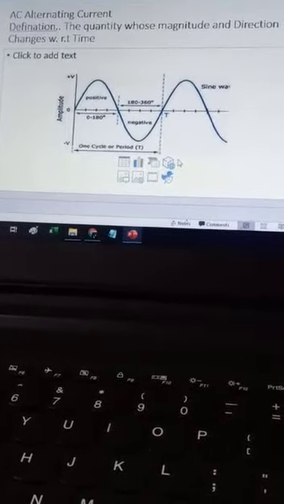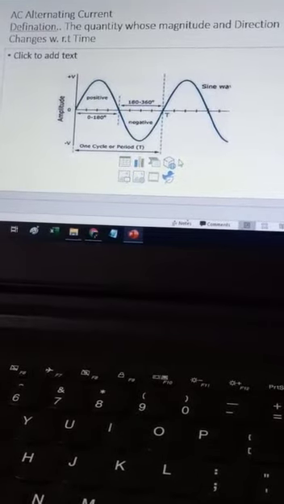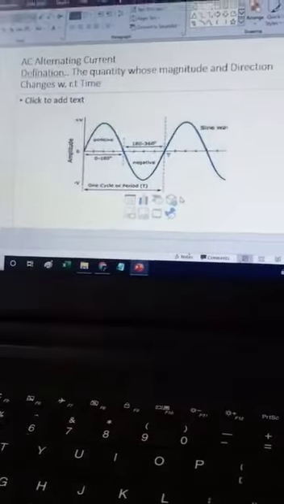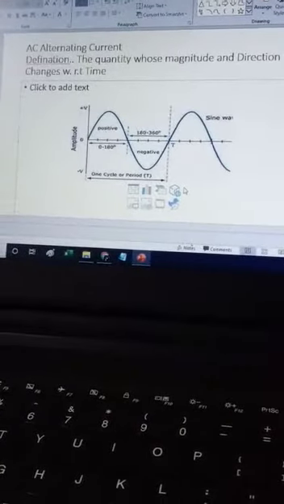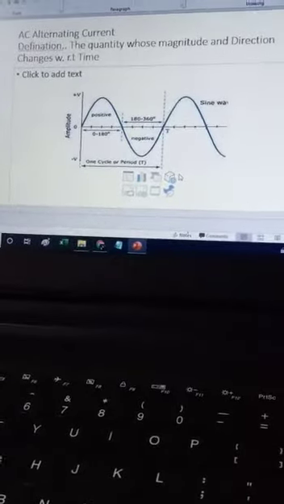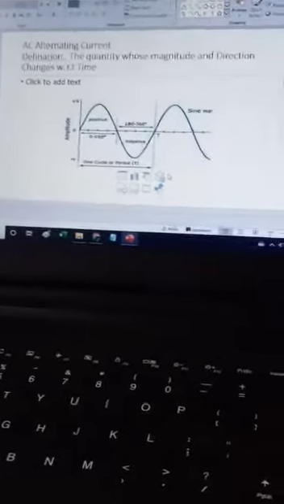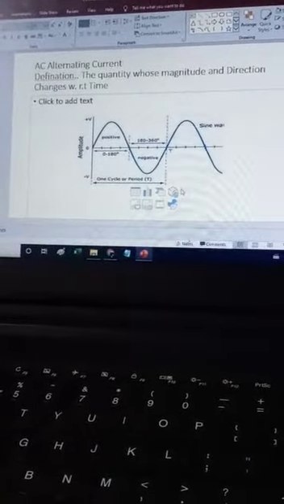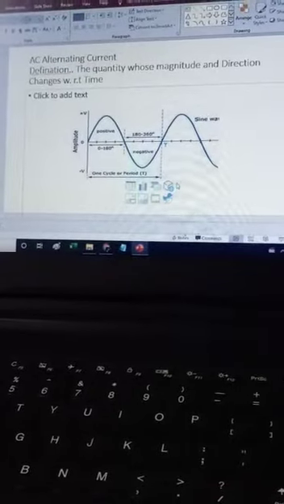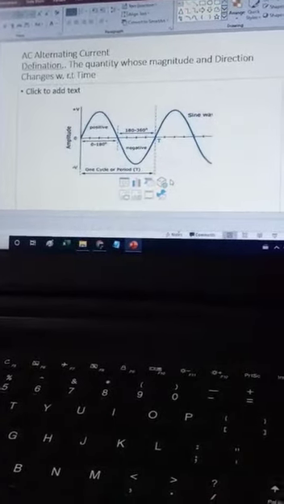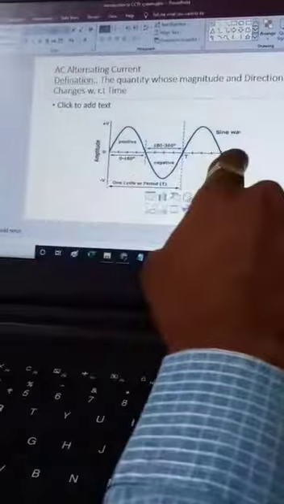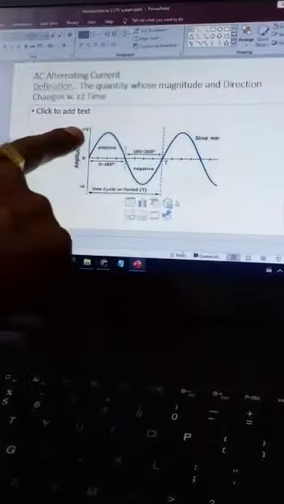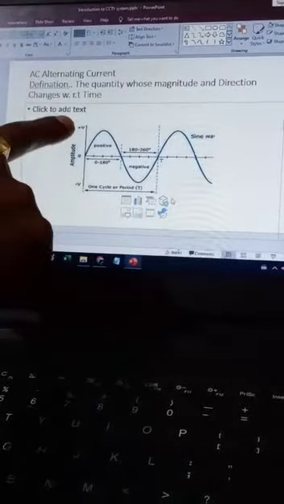Here you can see that two axes are available. On the x-axis there is the time period, and on the y-axis there is any AC quantity. It can be voltage, current or power. So it will be considered as AC voltage, AC current or AC power. Here the x-axis shows the time period, and this shows the AC quantity. It may be voltage, current or power.